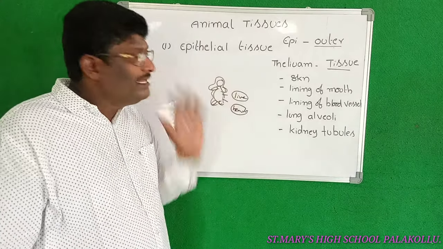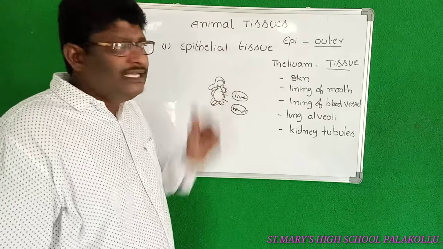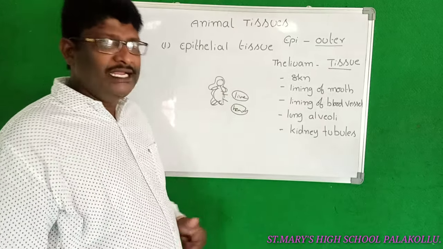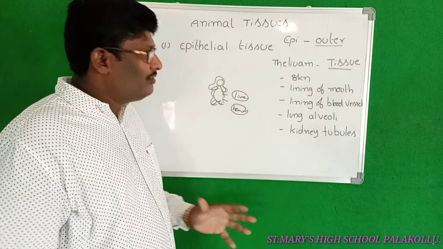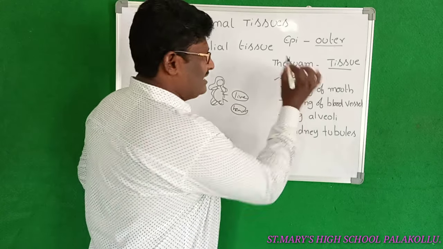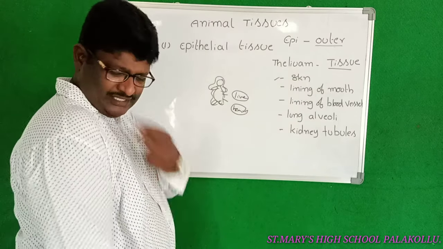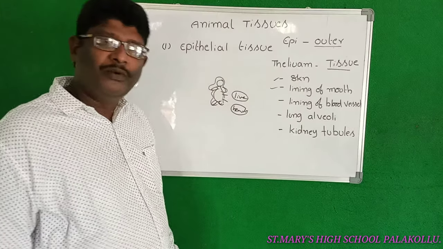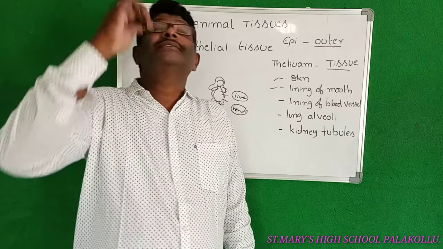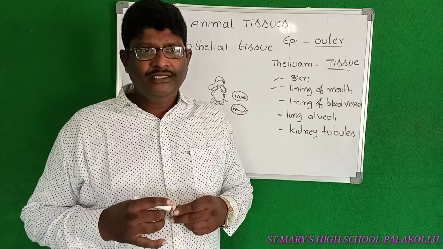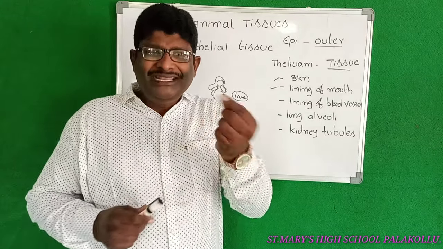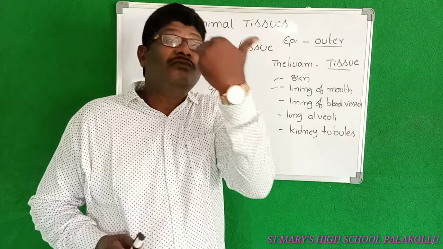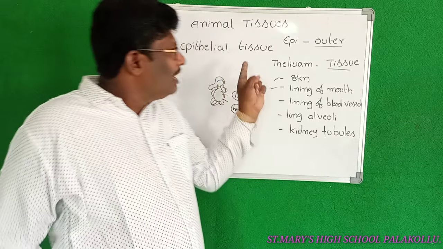That is epithelial tissue. So where is this epithelial tissue located? It is located in our body, maybe skin. Skin means the outer covering of our body. Lining of mouth. Inside our mouth there is a lining. Have you seen? Inside our mouth the whitish layer is there. So the inside of the mouth is covered with epithelial tissue.